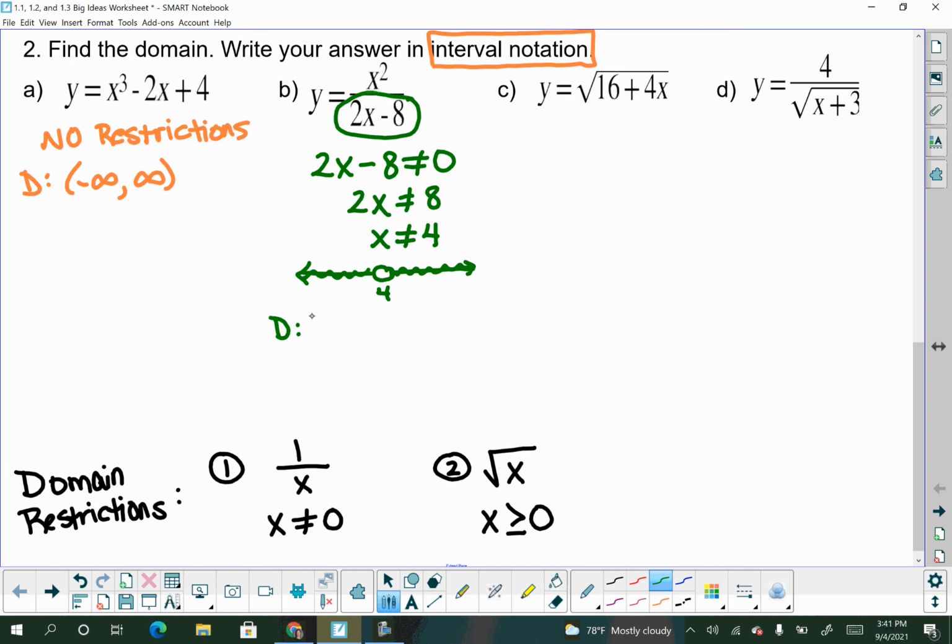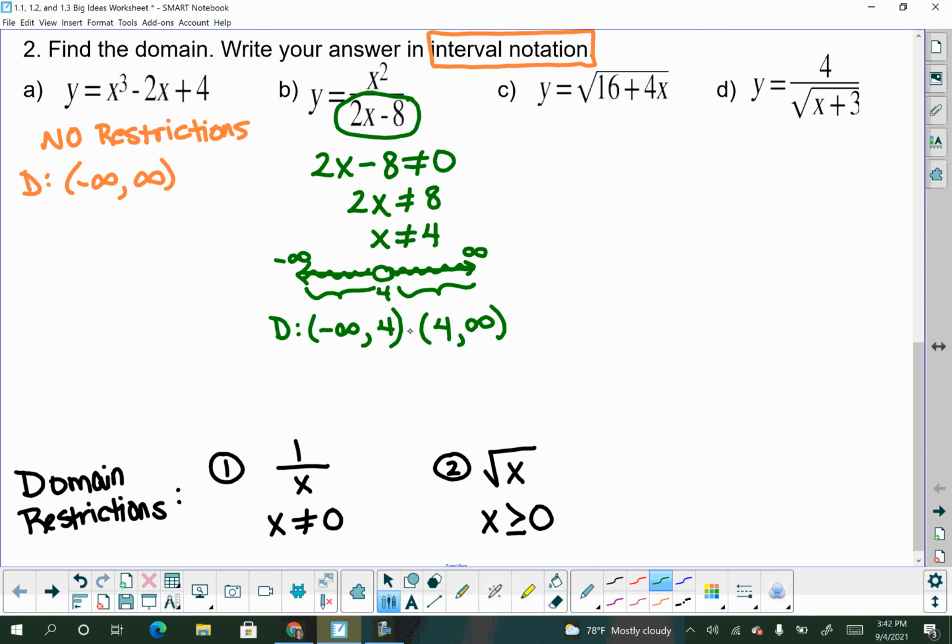So we say our domain is negative infinity, remember, is always on the left. Positive infinity is always on the right. Negative infinity to 4 is this first group here. But remember, I'm not allowed to equal 4, so we use a parenthesis. Remember, in interval notation, parentheses means not equal to. The other group is 4 to positive infinity.